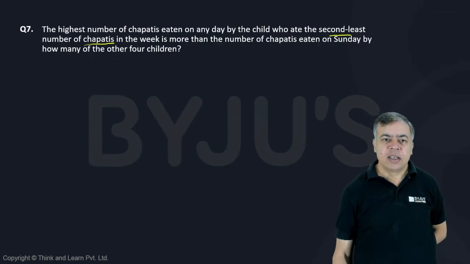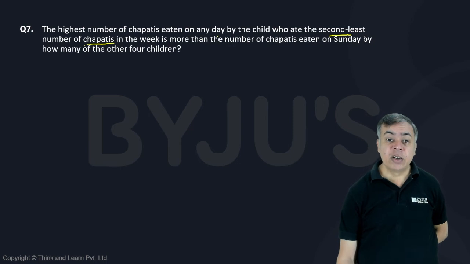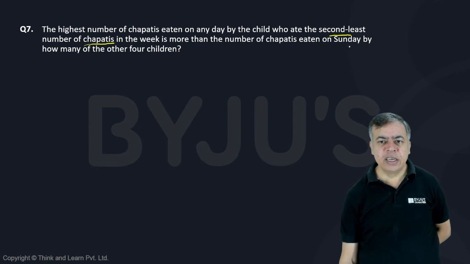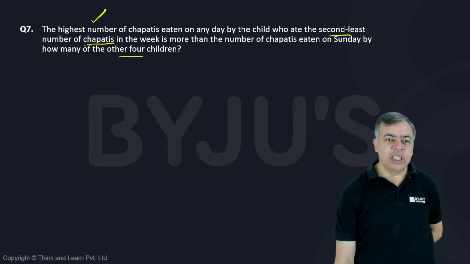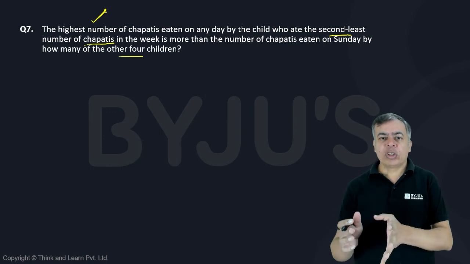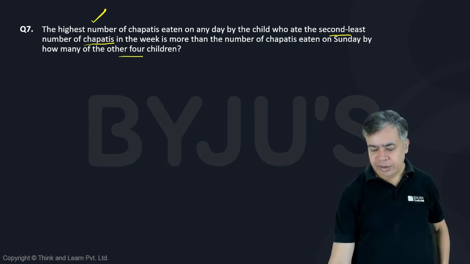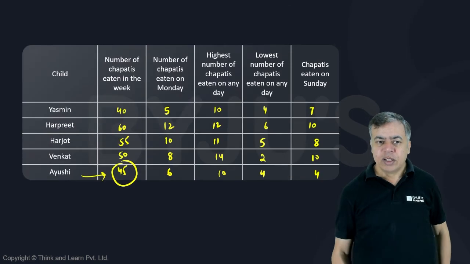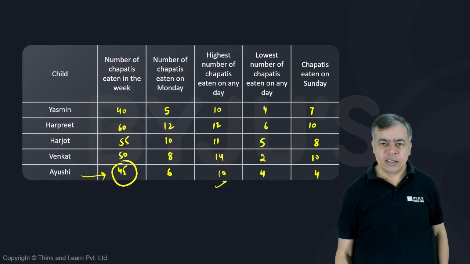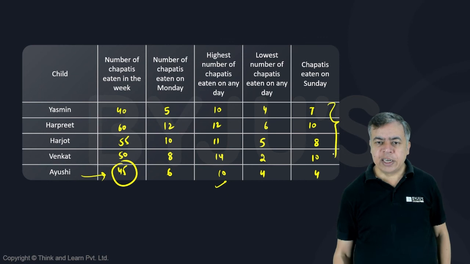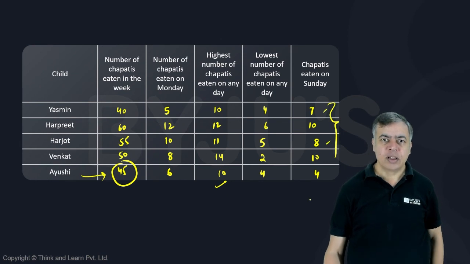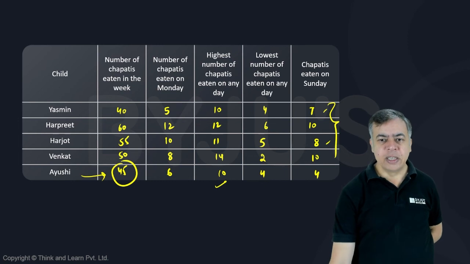The highest number of chapatis eaten on any day by that child in the week is more than the number of chapatis eaten on Sunday by how many of the other 4 children? So Ayushi's highest is more than how many children's on Sunday? 10 is more than 8 and more than 7. So there are 2, and the two should be the answer.